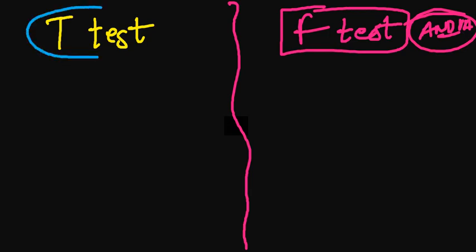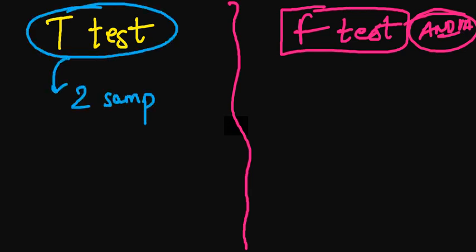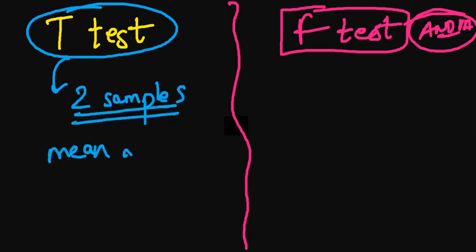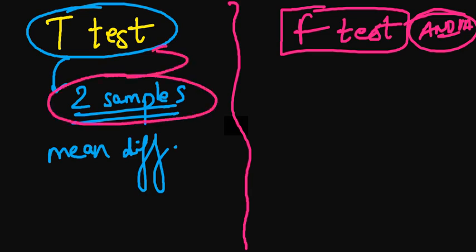So we will calculate the t-test whenever there are 2 samples or 2 groups, and we have to calculate the mean differences between 2 samples. We can have correlated samples, uncorrelated samples, that is for some other day. But for now, whenever you have 2 samples, you will simply use the t-test.